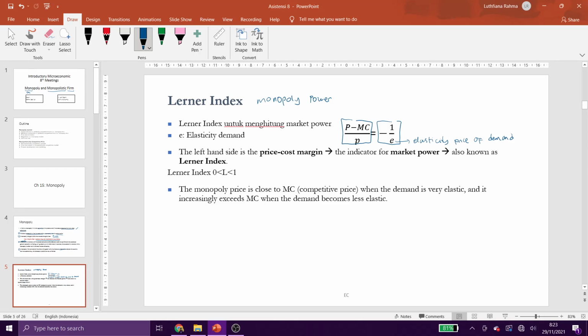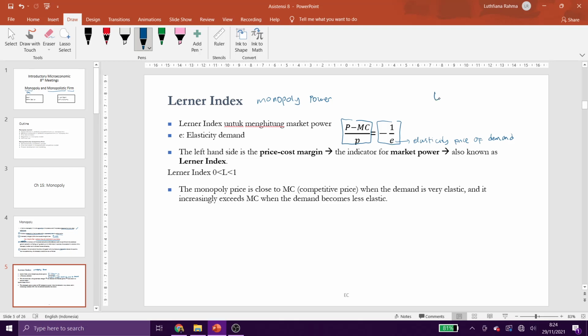Also, the Lerner index is an index that can be used to calculate the monopoly power or the market power. And if you calculate the Lerner index, it could be a number bigger than 0.